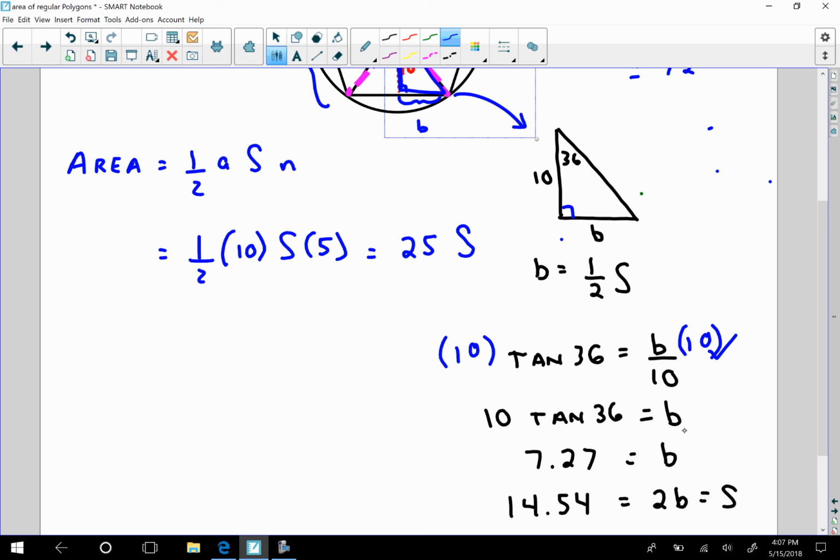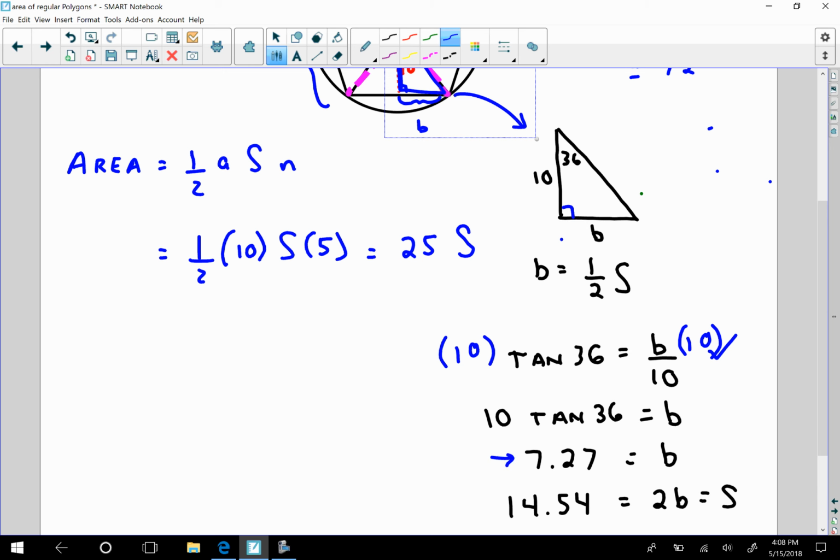The 10's cancel, and I have B is equal to 10 times tangent of 36. I'm going to round to 2 decimal places. I found this number with my calculator. I found tangent of 36, multiplied it by 10. That gives me 7.27.